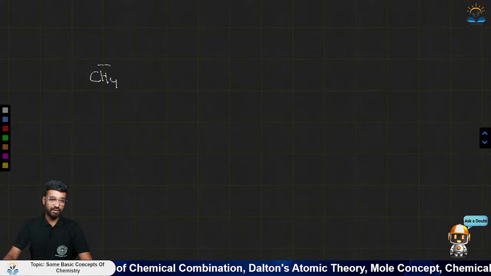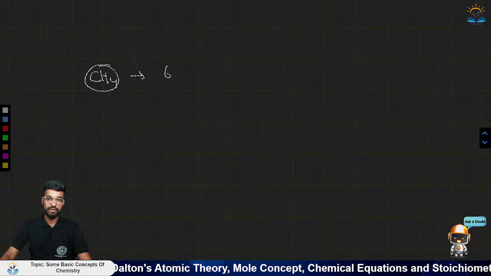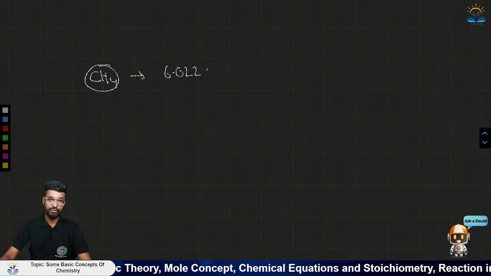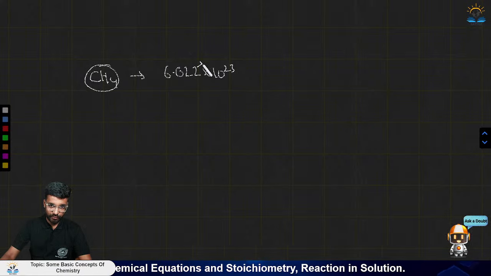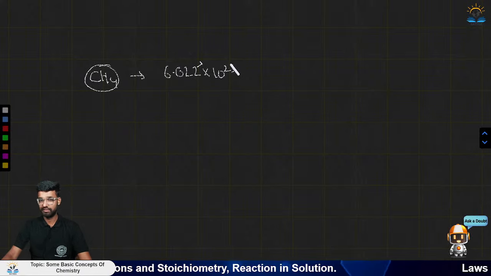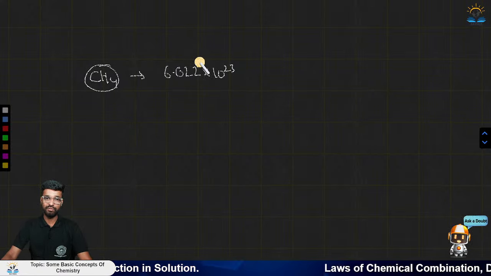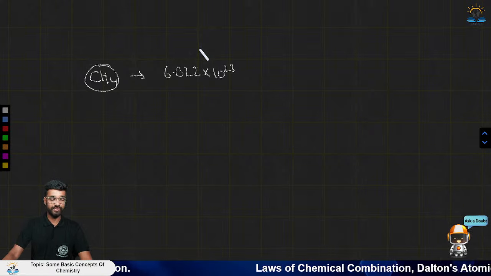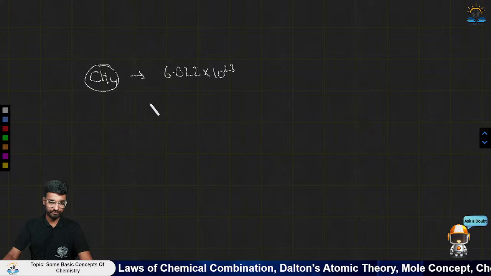Now, if we count the number of molecules at 6.022 into 10 to the power 23, here you can see that I am dropping off the other digits, so you can drop them off. It is not important to take all the digits after the decimal. You can take up to 3 digits, or if the value is mentioned in your question, you can take that value.